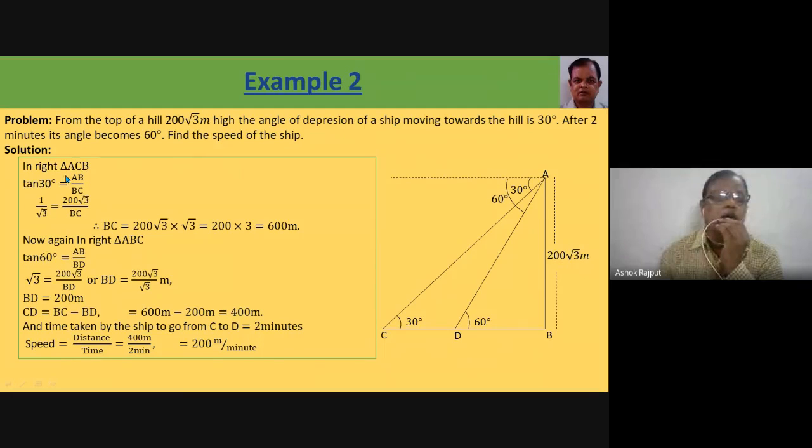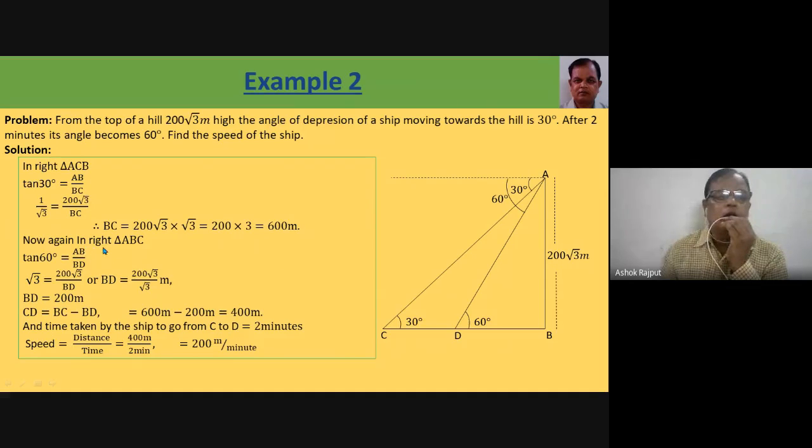In right triangle ACB, tan 30 equal to AB upon BC, as AB equal to 200 root 3 and BC is unknown here. Now by cross product we can find BC. BC equal to 200 root 3 into root 3. Root 3 into root 3 is 3. Now it is 200 into 3 equal to 600 meter.